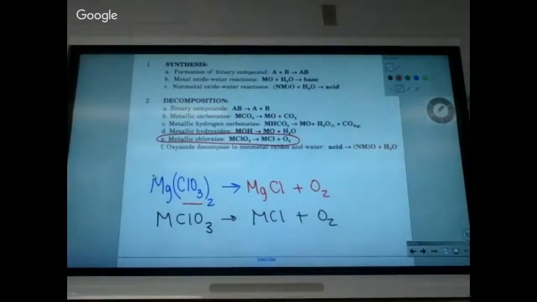Yes, Rocco. So the subscript of 2 on the first equation is not valid. No, it does not come across the arrow. Okay. And the same thing with all of the decomposition. Correct.